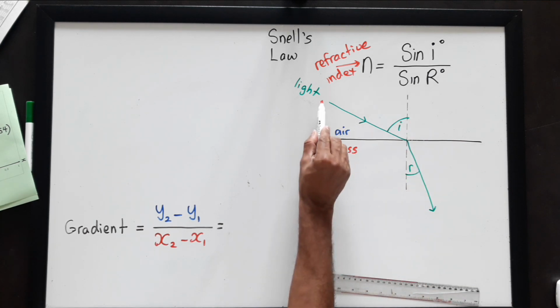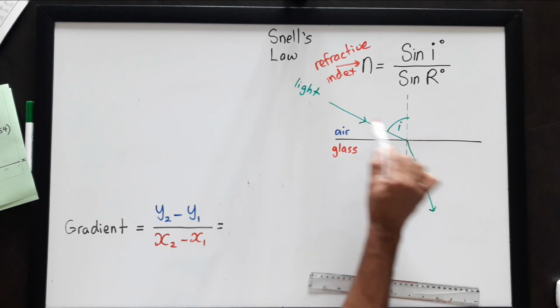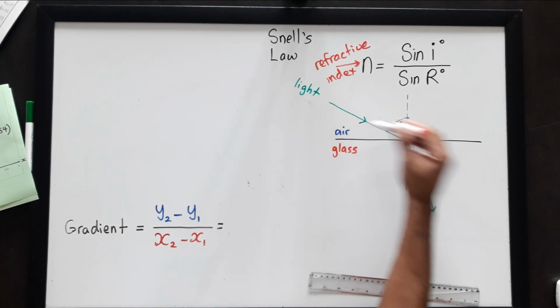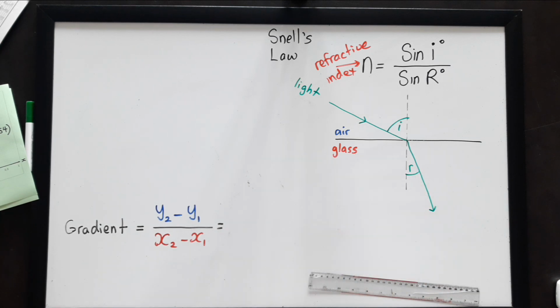For example, this light might be coming in at, probably this looks around 60 degrees, but when it enters the glass, you notice the angle changes. It might be, in this case here, this angle looks a little bit smaller. It could be 45 degrees, 30 degrees, I'm not too sure. I don't really have a protractor on me.